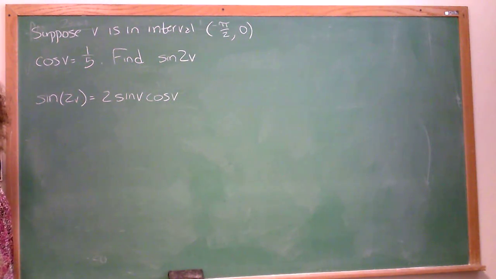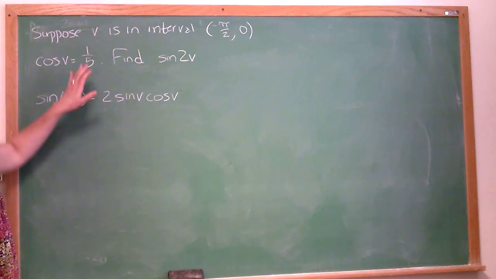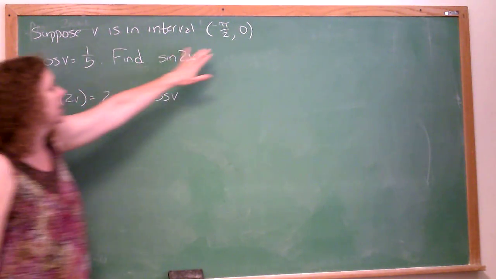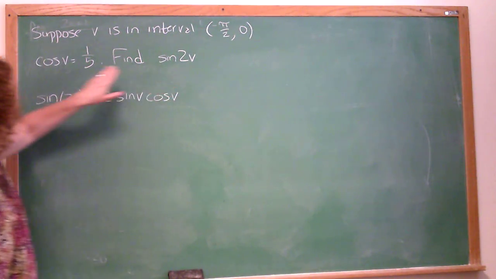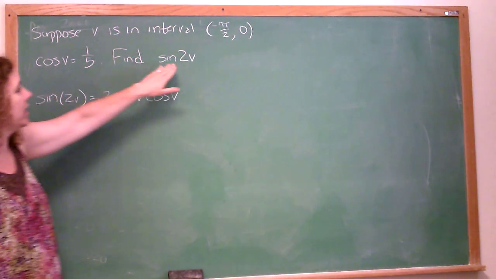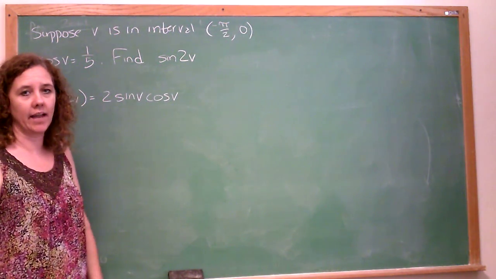Video is workout problem number 14 from lesson 8, and we are looking at an angle V in the interval negative pi over 2 to 0. We're given the cosine of V, and the instructions are to find the sine of 2V.